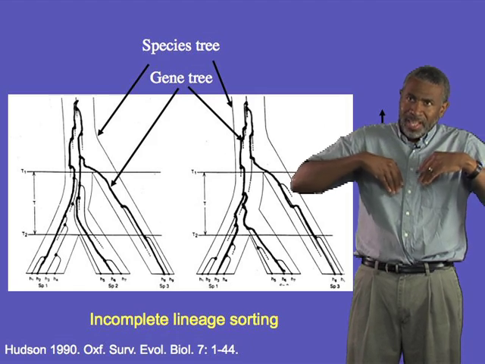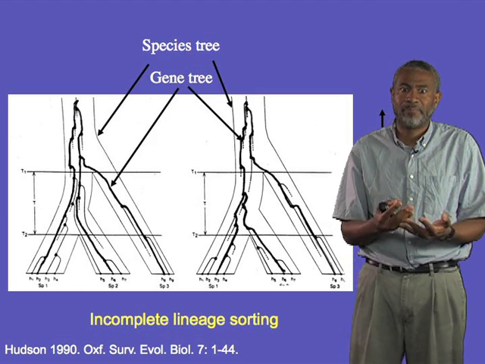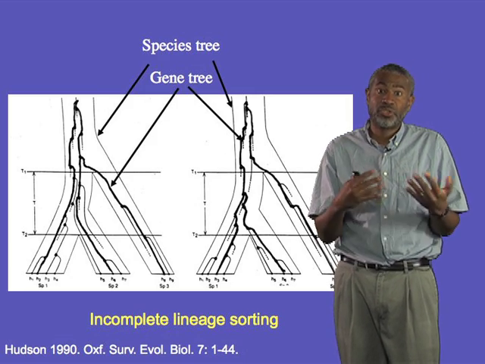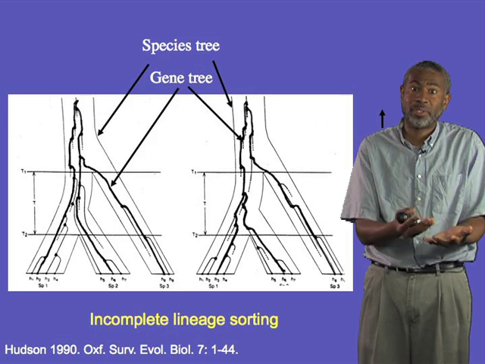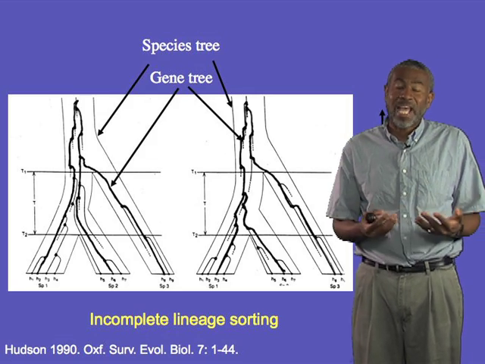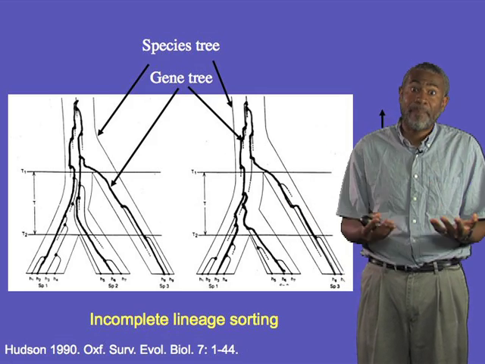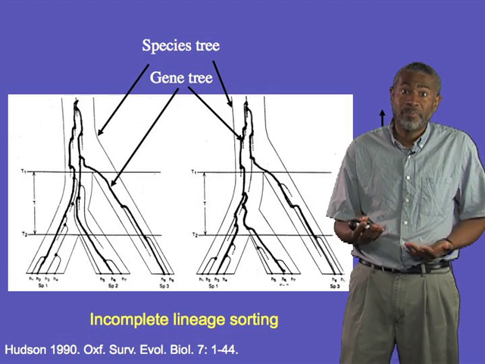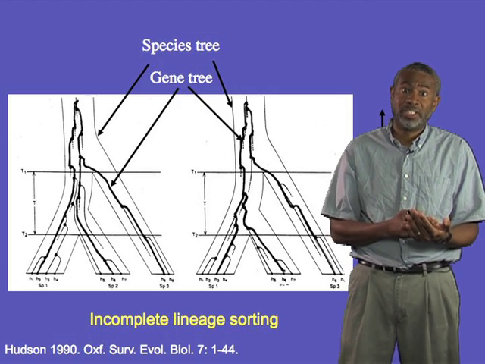Now, this was a big surprise to geneticists when they discovered this phenomenon. It's a phenomenon called incomplete lineage sorting, lineages being the genetic lineages percolating through populations. It turns out that we don't need to invoke any special phenomena like hybridization or gene flow to explain these discordant patterns in the gene trees.